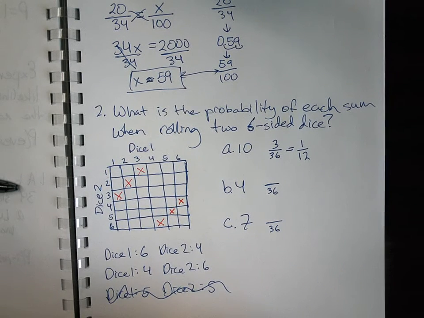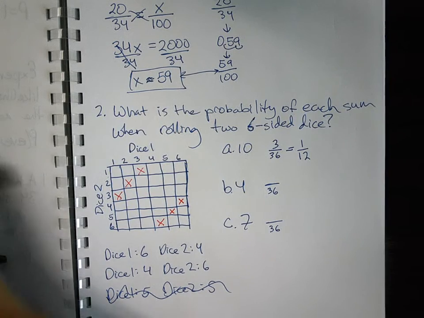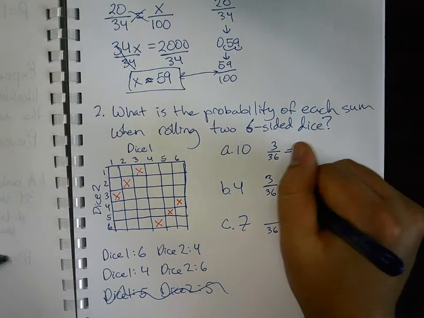Okay, so then for 4 as well, we're going to have 3 possibilities out of 36. And that's just going to be 1 out of 12.